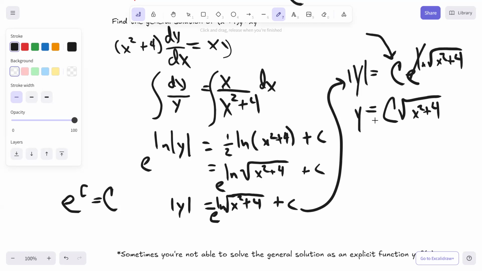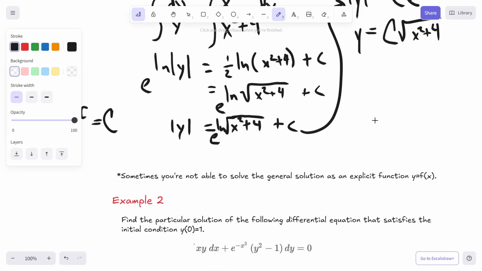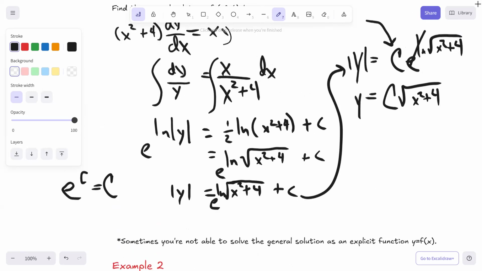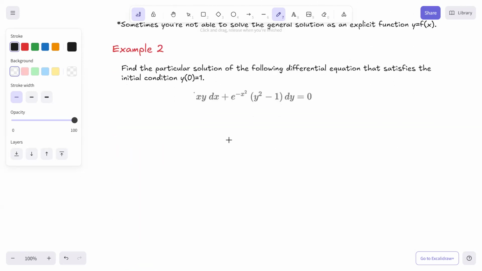Now, sometimes you're not able to solve the general solution as an explicit function, y equals f of x, kind of like we did here. We solved this for y. You're not always able to do that, and that's okay.